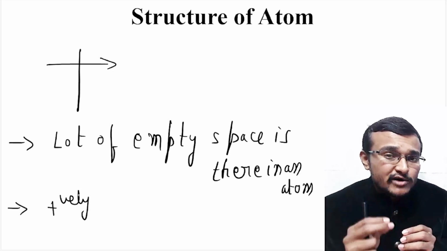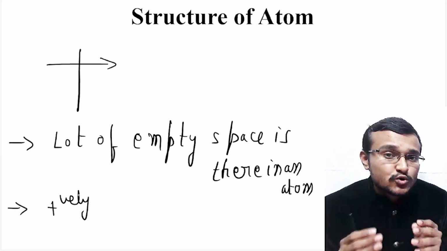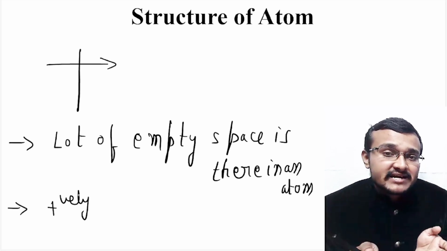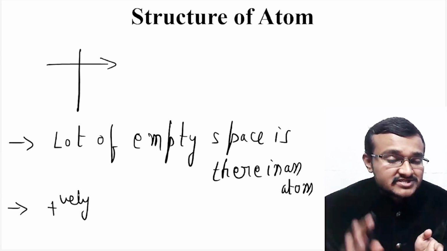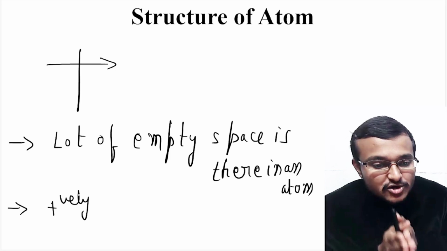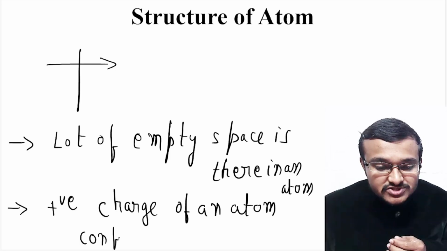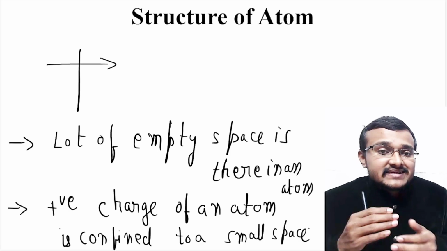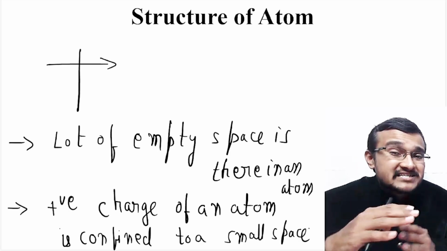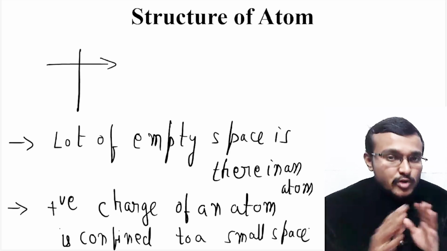So here one of the conclusions given by the J.J. Thomson model is failing. What J.J. Thomson said was that the entire atom is made up of a positive sphere, and inside that positive sphere electrons are arranged. But now, because of this experiment, Rutherford came to the conclusion that the positive charge of an atom is confined to a very small space inside the atom. Hence, there is a lot of empty space present in an atom. So that shows that in the entire atom there is no positive charge.